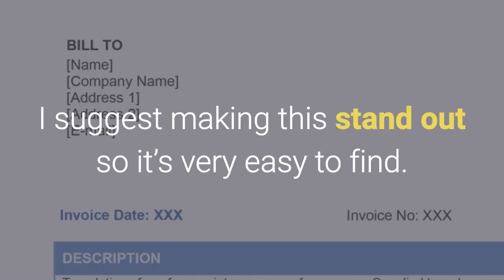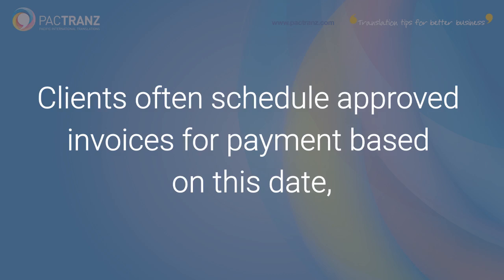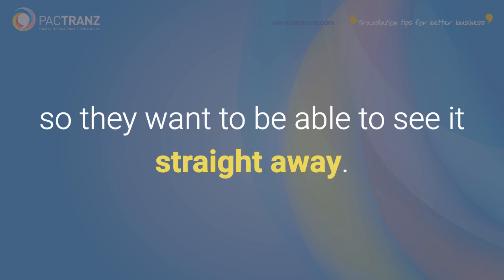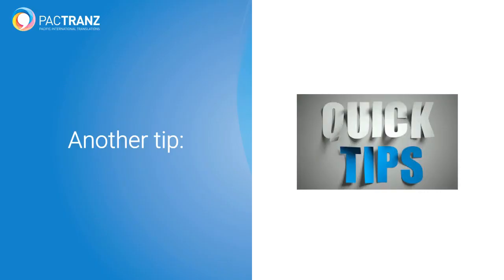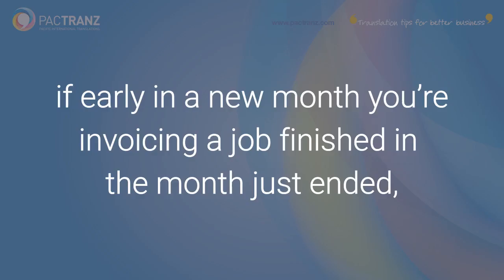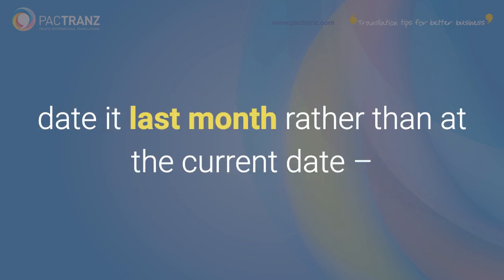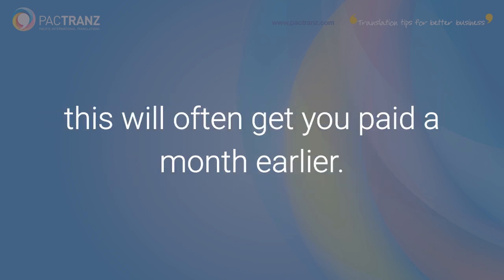Number 6, your invoice date. I suggest making this stand out so it's very easy to find. That's because clients often schedule approved invoices for payment based on this date, so they want to be able to see it straight away. If they can't, they may schedule your invoice for payment a further month out. And here's another tip. If early in a new month you're invoicing a job that you finished in the month just ended, date it last month rather than at the current date. This will often get you paid a month earlier.